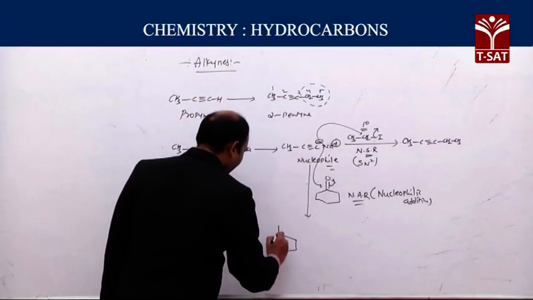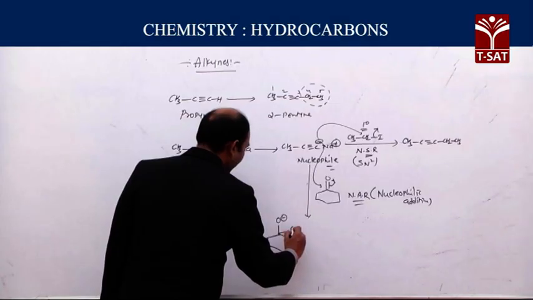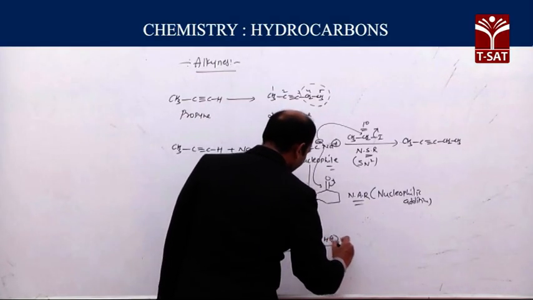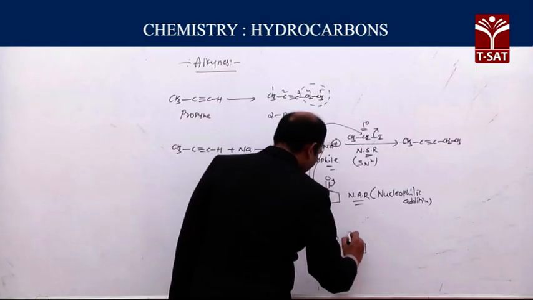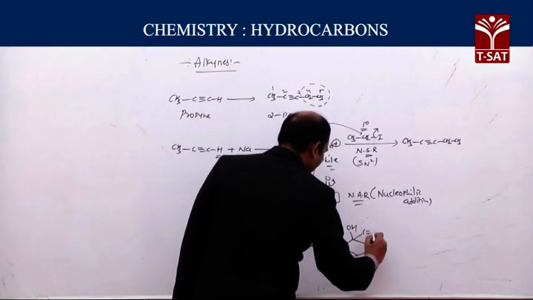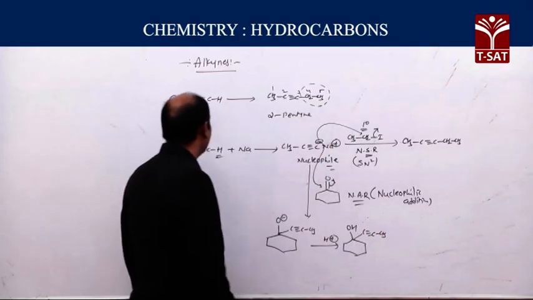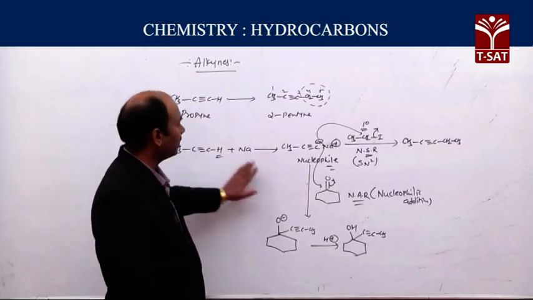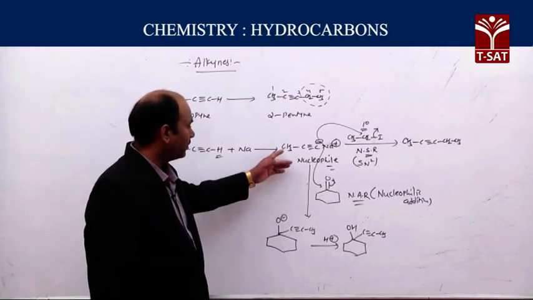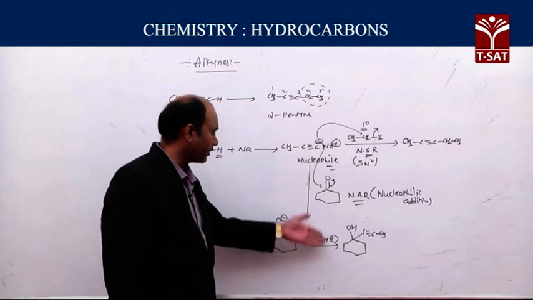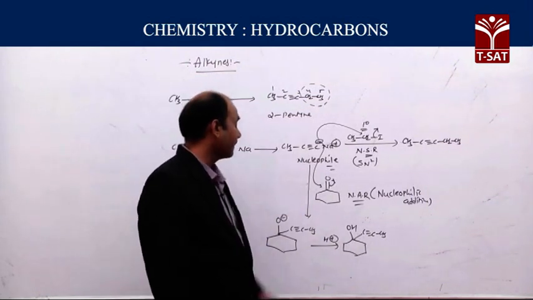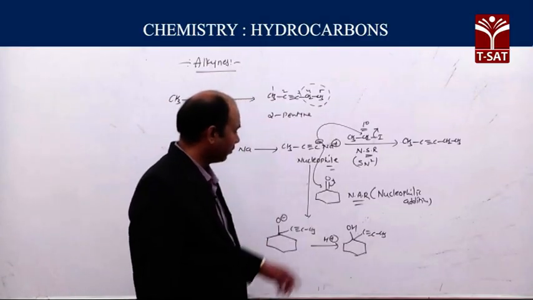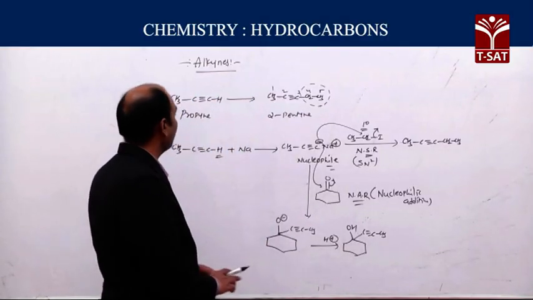This is O minus, this is C triple bond C, CH3, then addition of H plus. So what we get is an alcohol, OH, C triple bond C, CH3. That means this is used for the conversion of lower alkynes to higher alkynes. This acts as a nucleophile, and it is used for the preparation of alcohols when it is treated with a ketone. So this is converted into alcohol. This is a nucleophilic addition reaction.